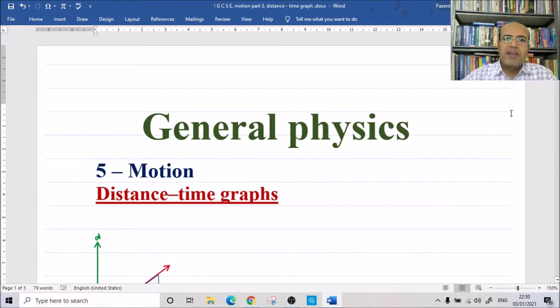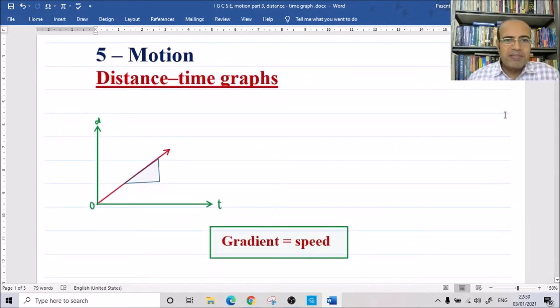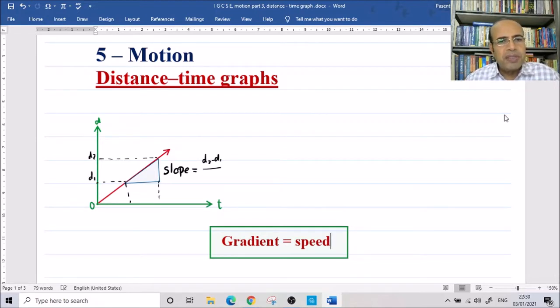Let us see. If we have a distance time graph and we get a straight line passing through the origin, what is the slope of this line? The slope equals the vertical change over the horizontal change. The vertical change is the change in distance, so we can say this is d2 minus d1, over the change in time, which is t2 minus t1. Change in distance over change in time is the speed.